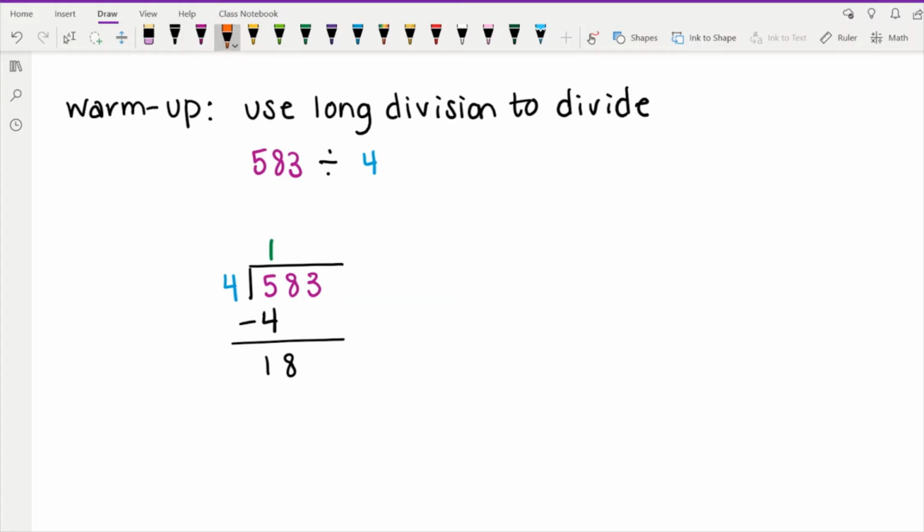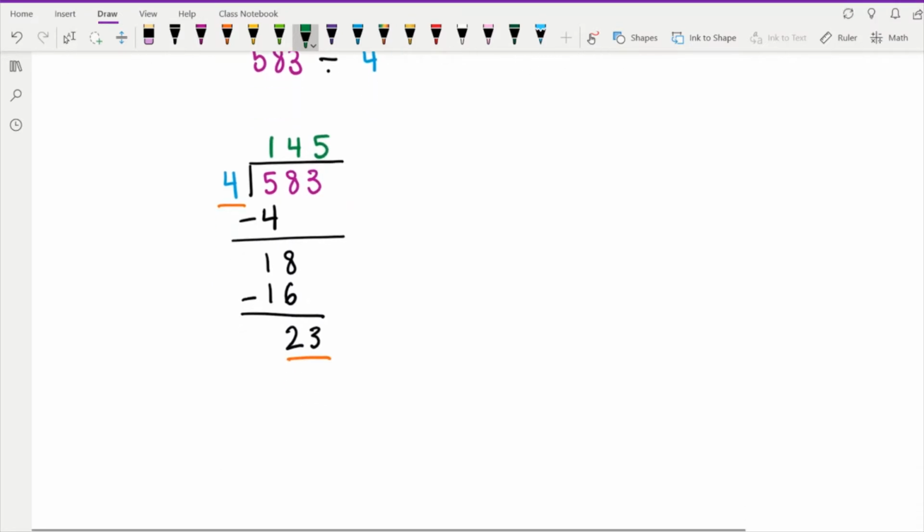The next thing we do is divide 4 into 18. How many times does 4 go into 18? It goes in 4 times. Then we do 4 times 4 and get 16, and we subtract that from 18. 18 minus 16 is 2. We bring down this digit here, so that's now 23. How many times does 4 go into 23? It goes in 5 times. Then we do 5 times 4 and get 20. We subtract the 20 and we get 3.